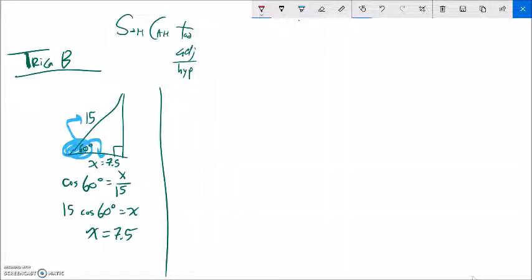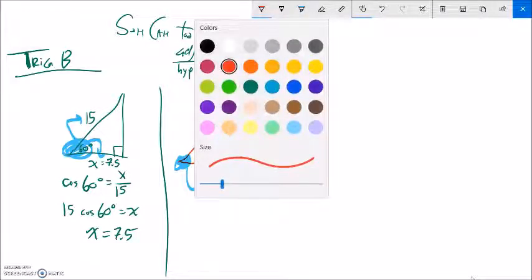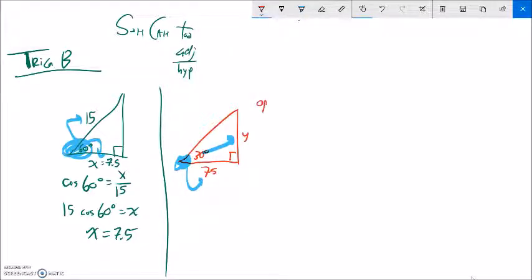All right, let's do another one. So this is 30 degrees. This is 75. This is a right angle. And this is y. All right, so I want to find y, that missing side. So here's my angle that I'm basing it on. And notice I have opposite and adjacent. So opposite and adjacent, that's tangent.